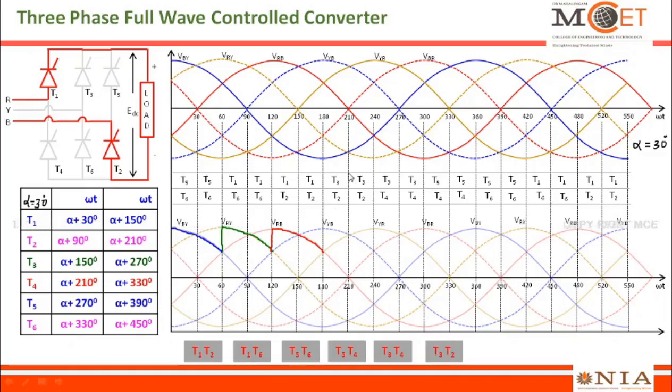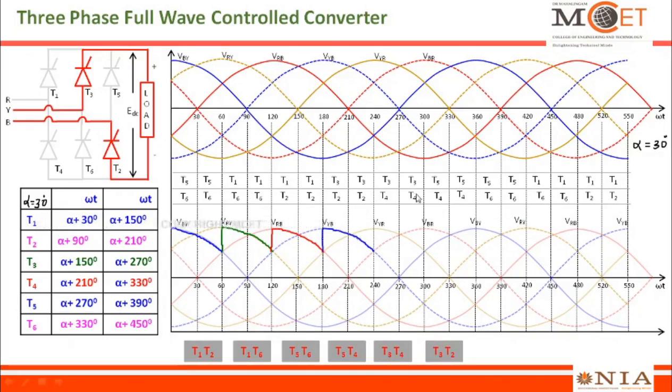Now for the next 60 degrees, that is 180 to 240, T3 and T2 are conducting. So let us see what is happening with T3 and T2. When T3 and T2 are in on condition, VYB will be the voltage which appears across the load. So this voltage will be appearing across the load.